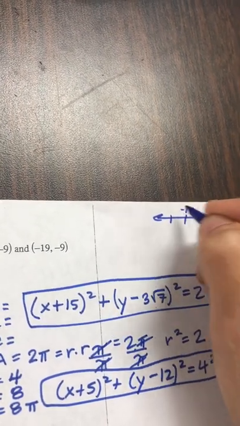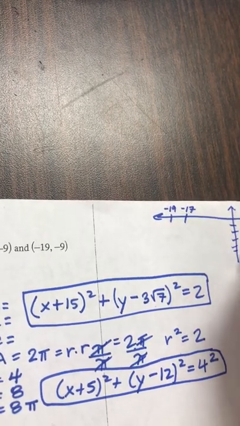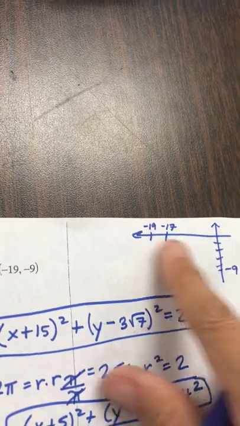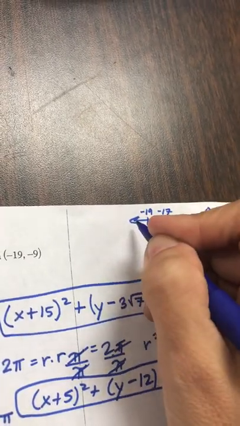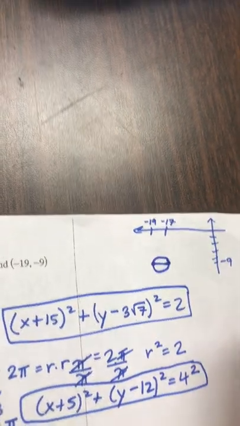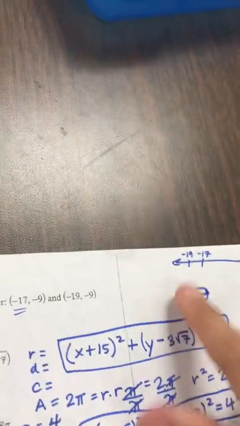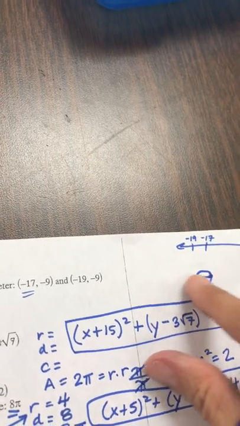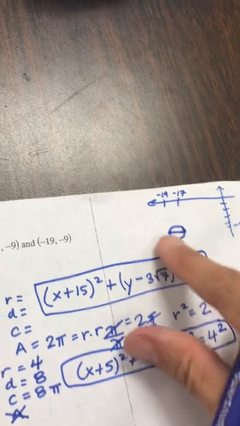Back 17, down 9, make a dot. Back 19, down 9, make a dot. That's our diameter. So just from making a sketch, I'm noticing that if that's the diameter, the diameter of our circle is 2, because these are on the same line.